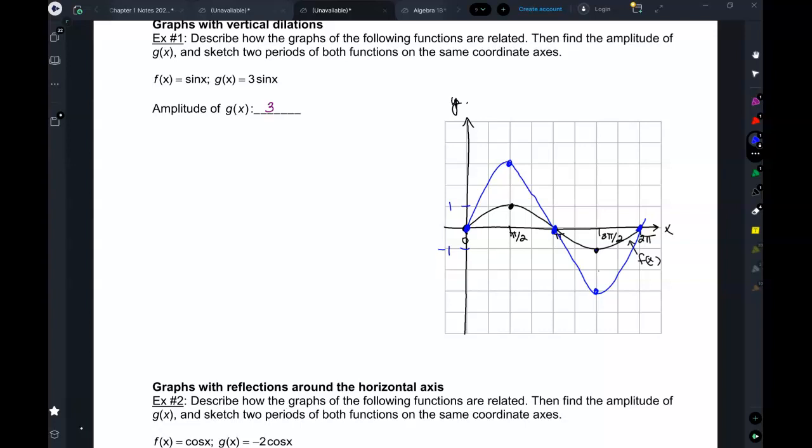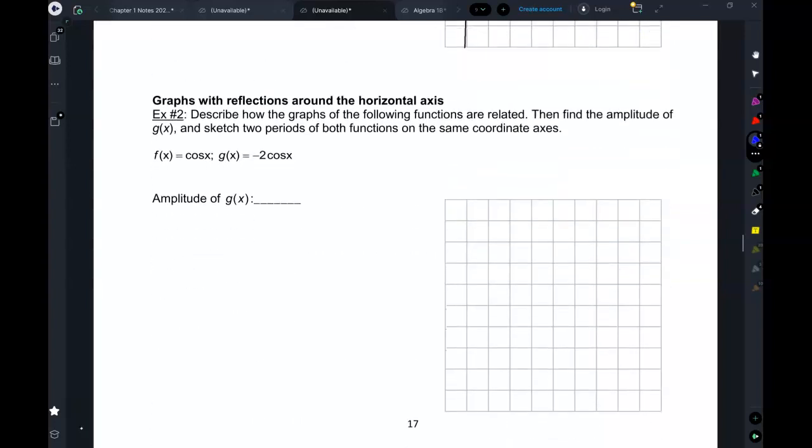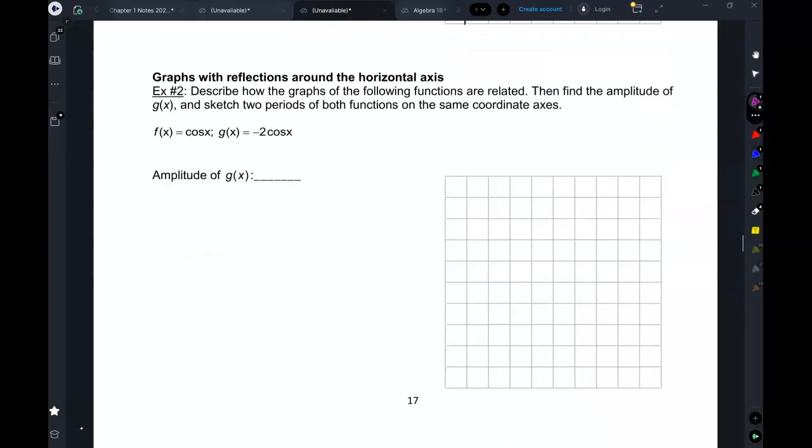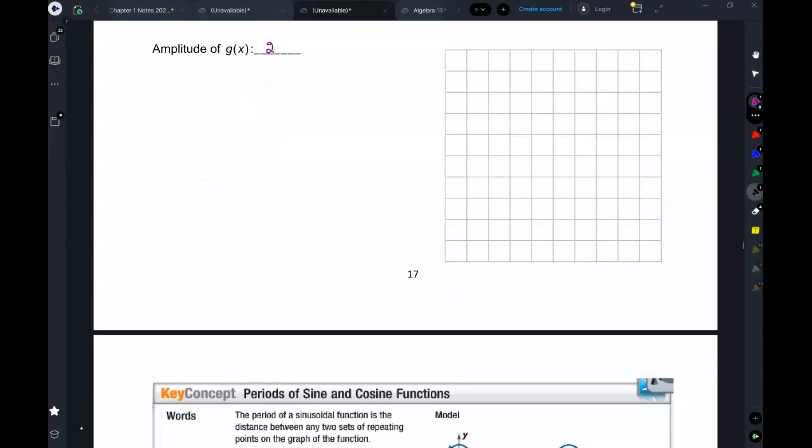Okay? All right. So let's go ahead and do this one. Now here, I have a cosine, but here I have a -2. So what's the amplitude of g of x? Just 2, because amplitude is always positive. What's the negative do then? It's what's the word? Reflection around the x-axis. Good.